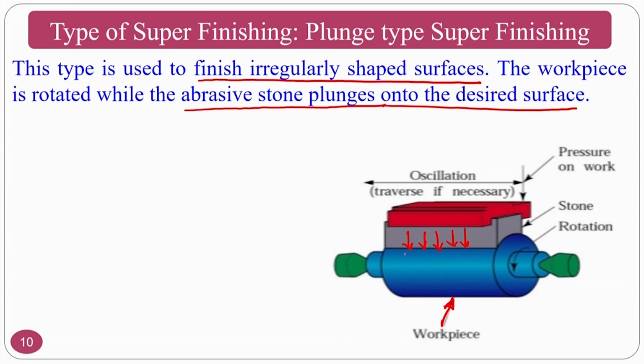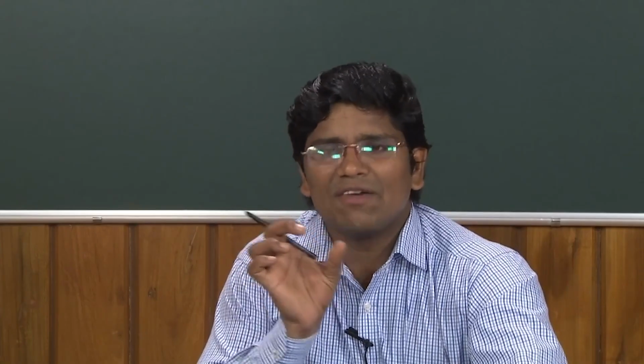At the same time, an oscillatory motion or reciprocation with slight amplitude and high frequency will be given, and this is the pressure that is applied. This is a stone, and whenever the pressure is applied, the stone puts some normal pressure on the surface, and it also reciprocates over very small distances but with very high frequency. That is what we have seen in the previous slides.